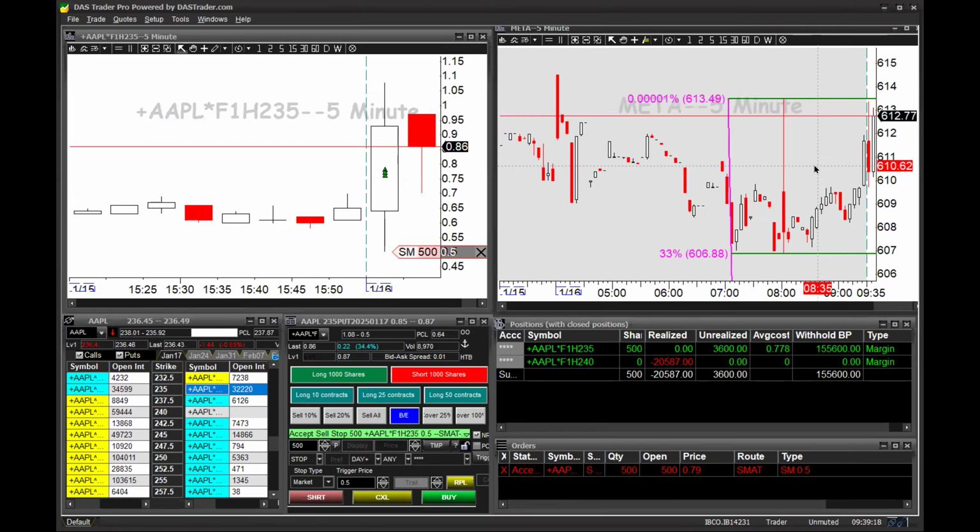Apple is still sitting there, not doing anything. Still holding below the opening price and below the resistance. So that's all encouraging.